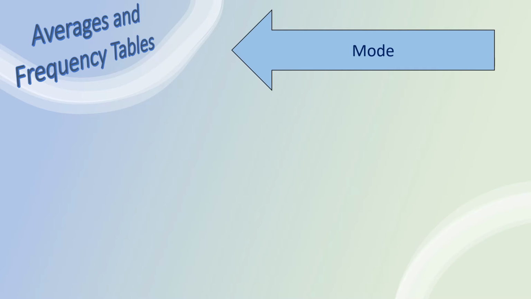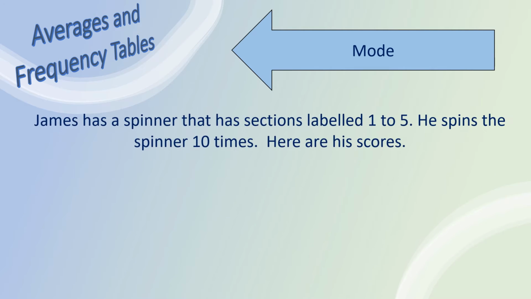Now let's look at the mode. Okay, now James has a spinner that has sections labelled 1 to 5. Exact same question again, but in this scenario they're asking you to work out the mode. Now the best way to remember the mode is by the first 2 letters in the word mode. What that means is most often. So the mode is the number most often seen in a set of data.